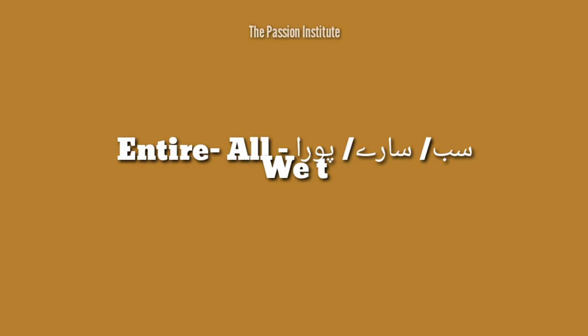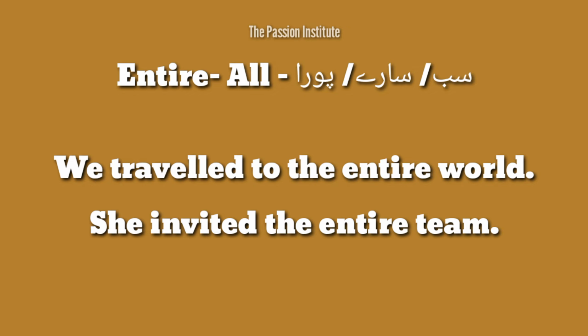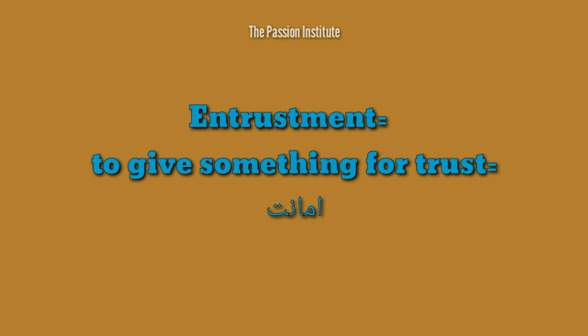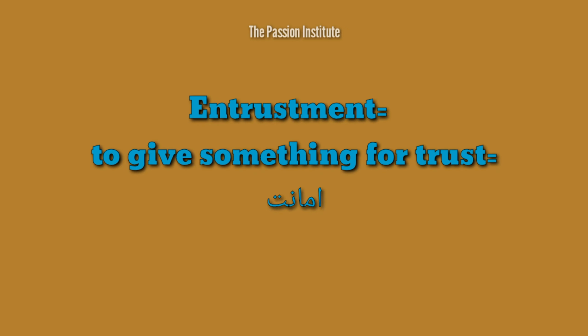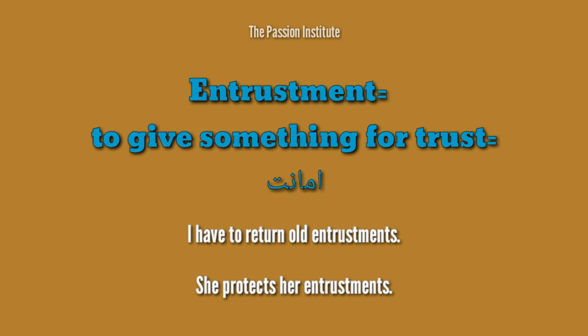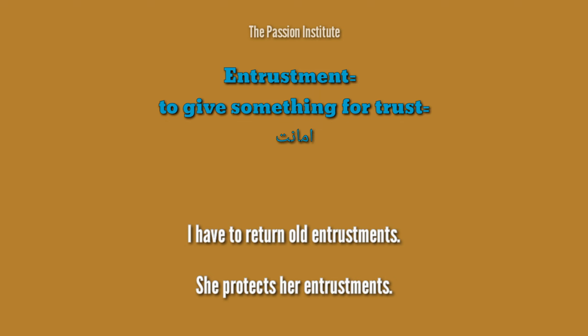Number 2. Entire. Entire means all. In Urdu, we call it sab, sare, pura. Read the sentence. Number 3 is entrust. Entrust means to give something for trust. In Urdu, we call it amanat. And you are also requested to read the sentences written below the word.